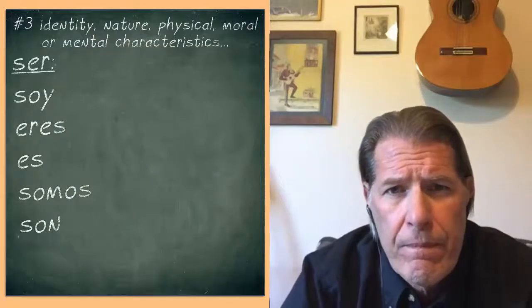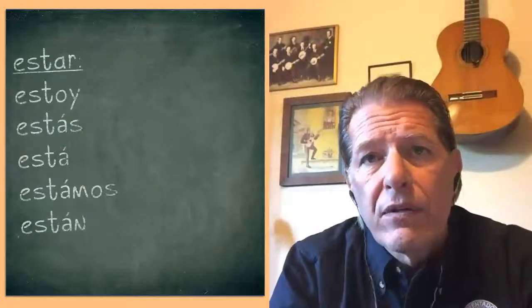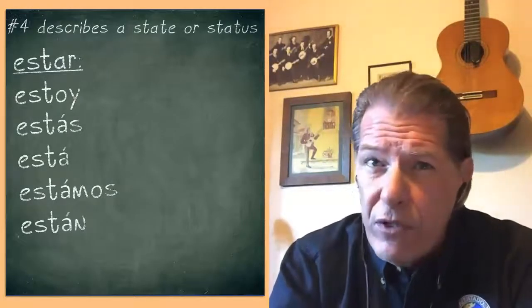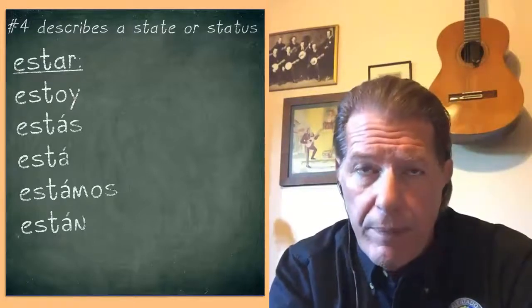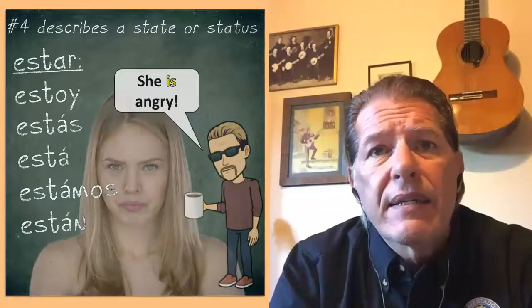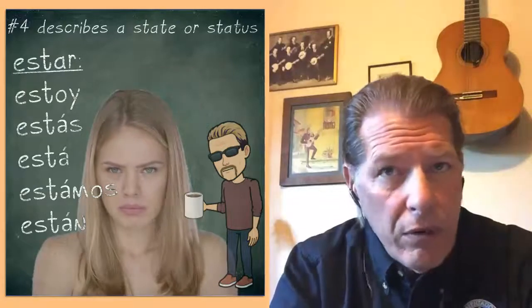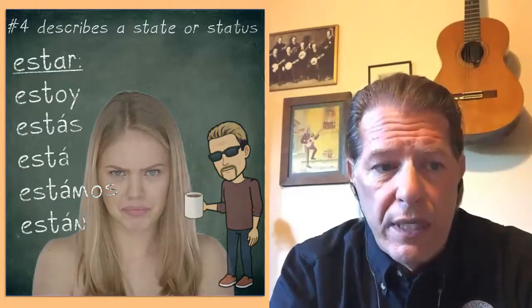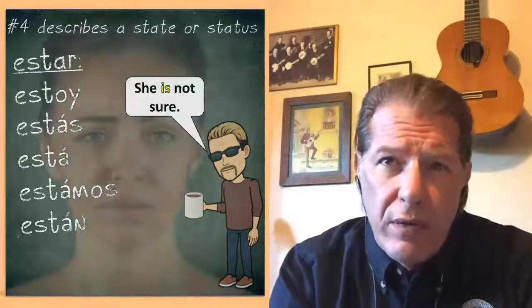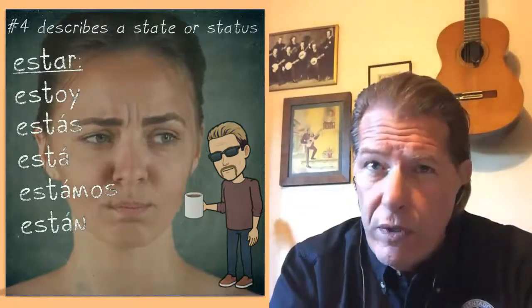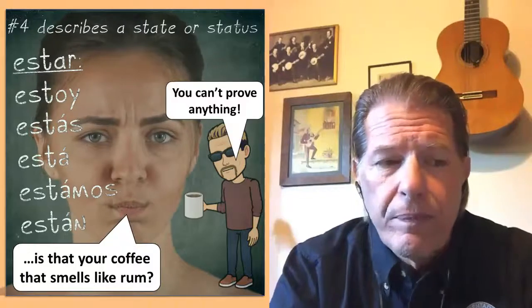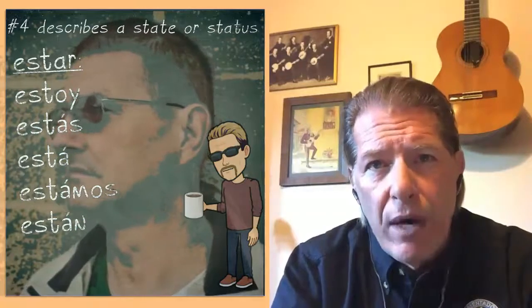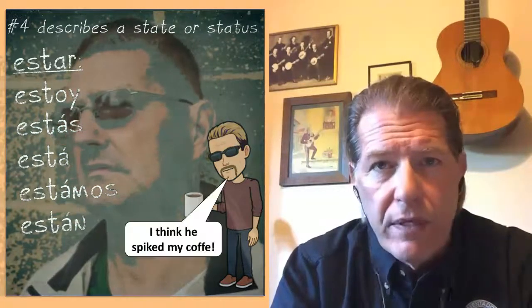Okay. Number four, estar describes a state as opposed to identity or nature. Okay, not the way this person is all the time, but just currently. For example, ella está enojada. All right, she's not angry all the time. Just at this current moment she is. So it's the state that she is in. Ella no está segura. Okay, not sure at this moment about some particular issue. El sospechoso está parado. All right, the suspect is stopped currently. This is not his permanent condition.